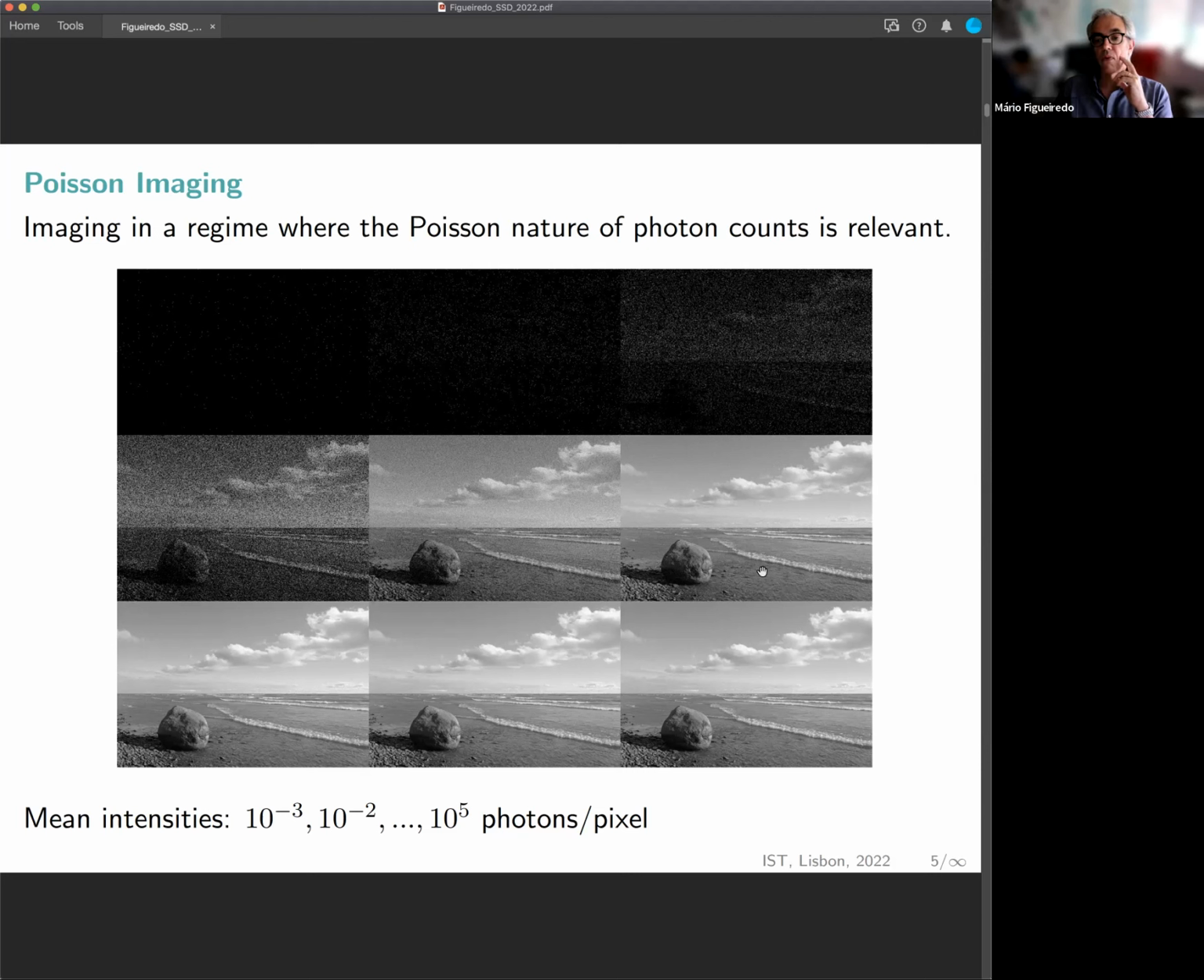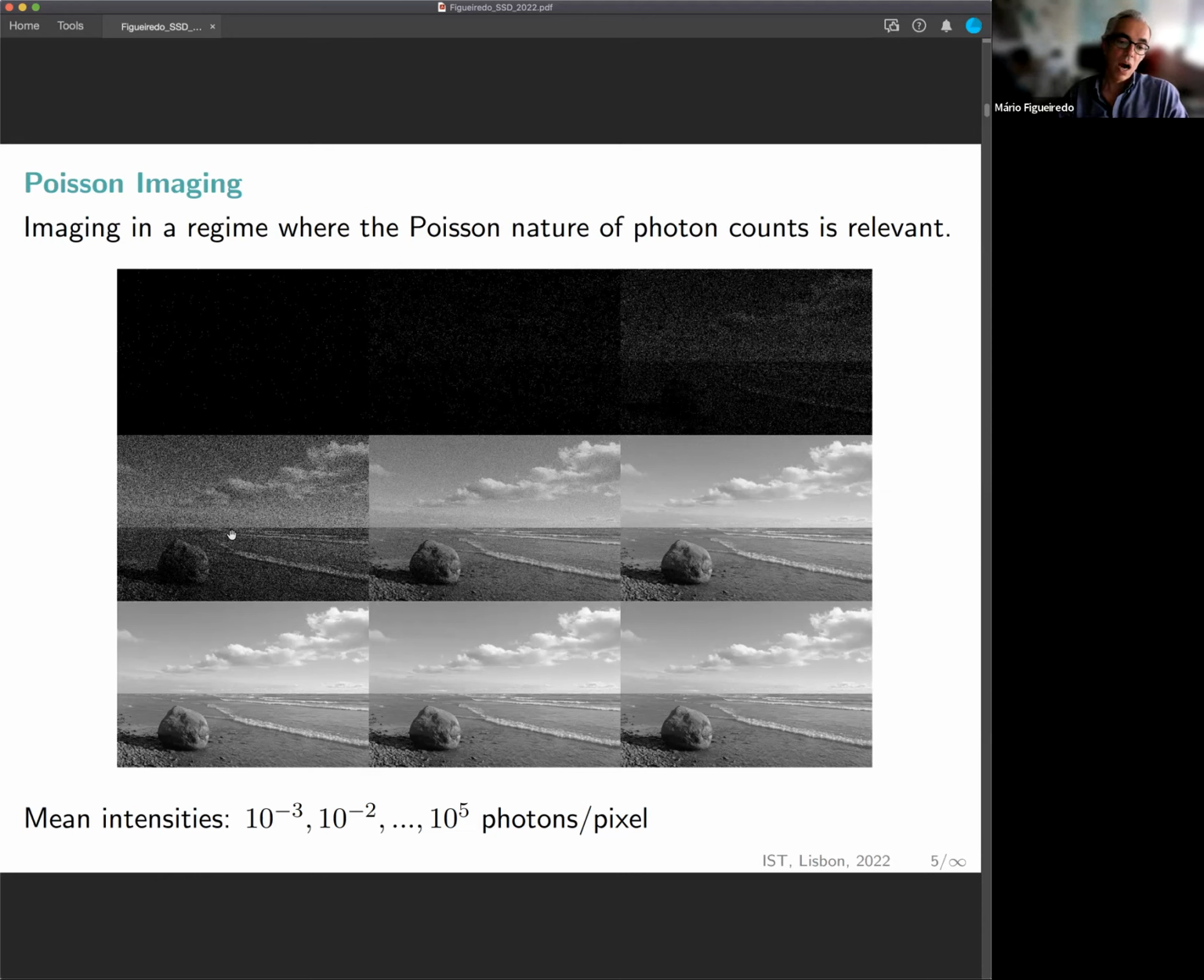So for high average number of photons per pixel, so for high intensities, you start seeing that there's almost no noise. Okay, so it becomes really clean. And moreover, and that's even more important, the noise that you have is almost Gaussian. So you don't have to worry about the Poisson nature of the photons. The Poisson nature only makes a difference, and is only relevant, in low count regimes. Right? It's sometimes called photon limited imaging.